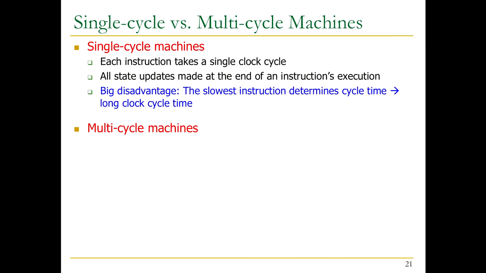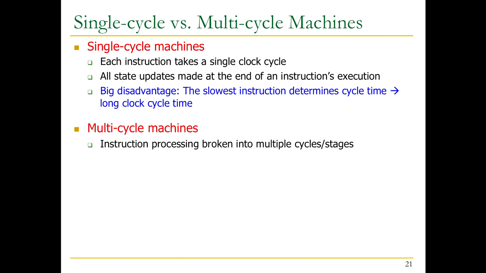The big disadvantage of a single cycle machine is the slowest instruction determines cycle time. You have a long clock cycle time as a result, because there are fast instructions also. Add is fast, right? If you're adding 2 registers, all you need to do is to fetch, decode, access the register file, do the add, write the result back to the register file. There are no long memory accesses. So it doesn't make sense to actually set your clock cycle time based on something much, much longer, even though you can finish the add in only, let's say, 200 nanoseconds or something.